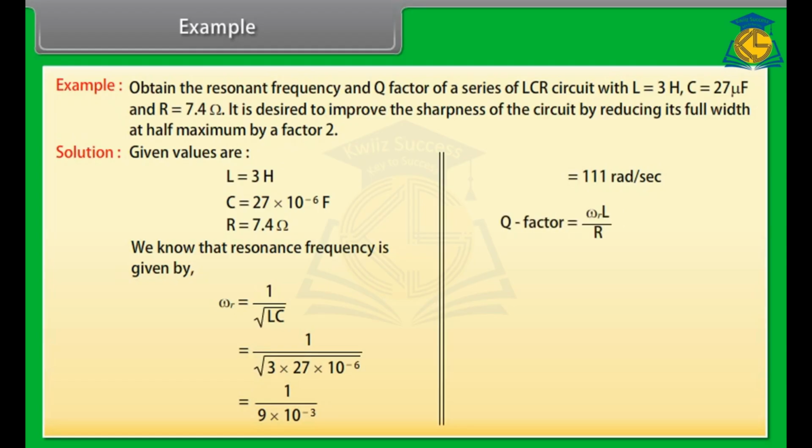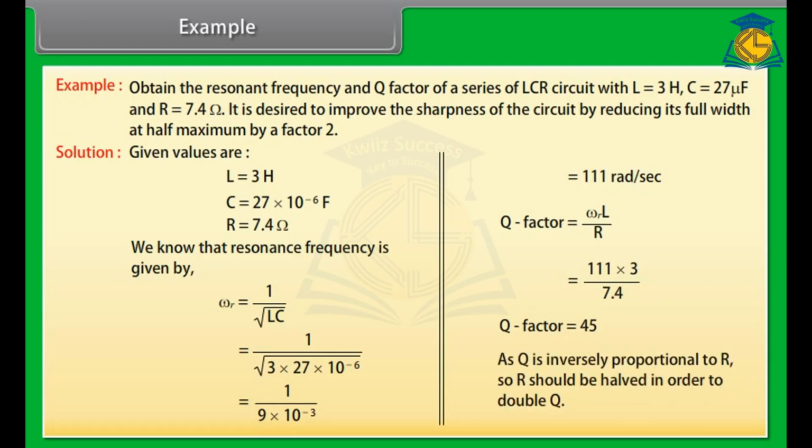Q factor is equal to omega R L upon R. Now, putting the values, we get Q factor equal to 45. As Q is inversely proportional to R, so R should be halved in order to double Q.